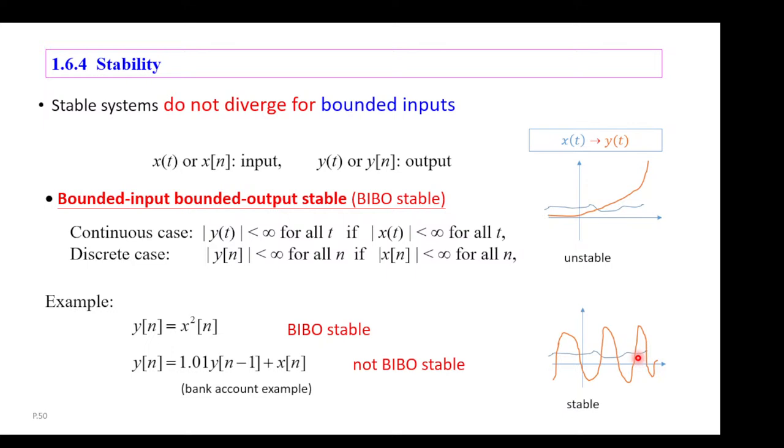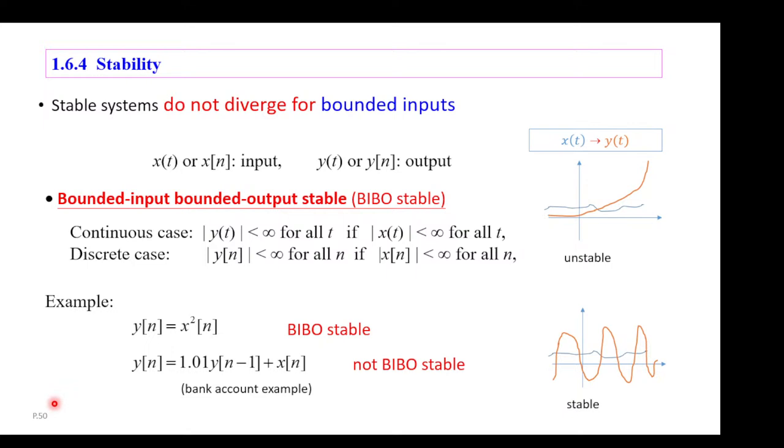Okay. And so here is some example of a stable system. So y of n equal to x of n squared, then this is actually BIBO stable. Because whatever your x of n is, some value, then your y of n is just some value squared. And then our bank account example is not BIBO stable, because there are a lot of ways it's not stable. So for example, if your input is just $1 every time, then your bank account will accumulate to infinity.